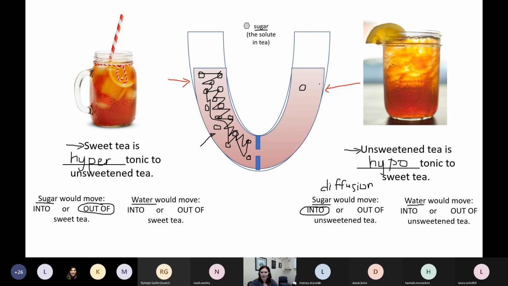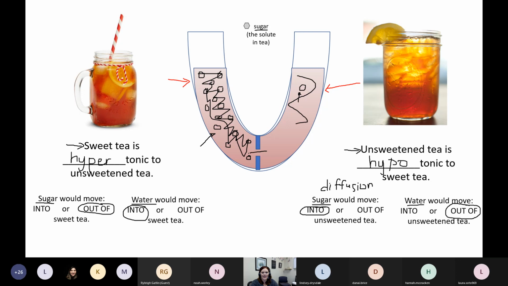Exactly. Over here on my unsweetened tea side, because we just have that one little naturally occurring sugar over here, when water molecules are bouncing around all over the place in here, they keep bumping into other water molecules. And they're like, this is boring. I want to meet some solutes. So water molecules are going to leave the unsweetened tea and they're going to go next door into the sweetened tea, because that sweetened tea has all the sugar.